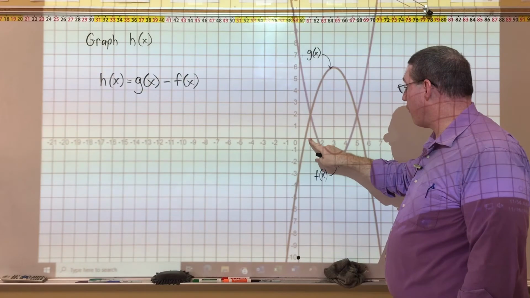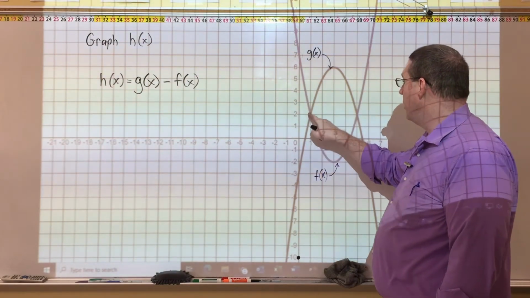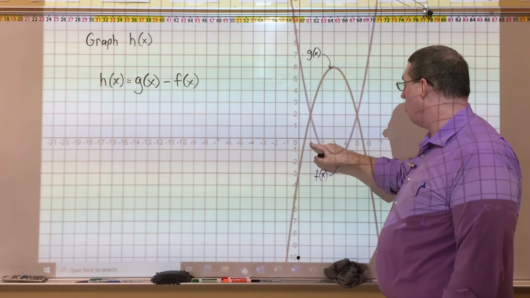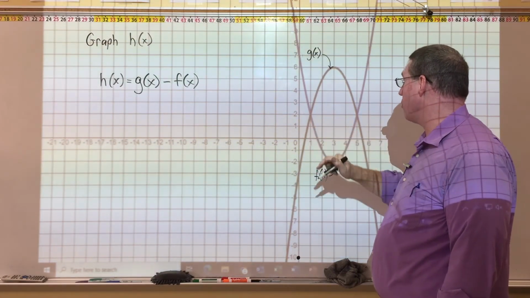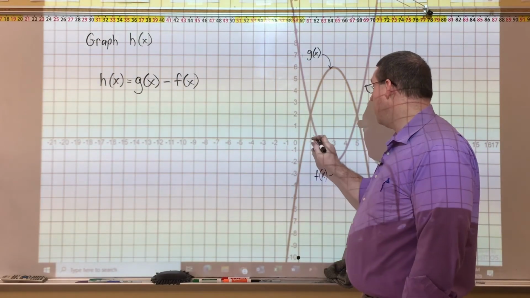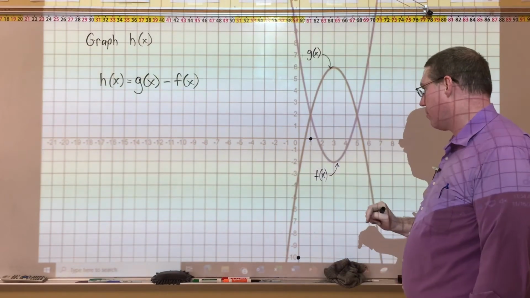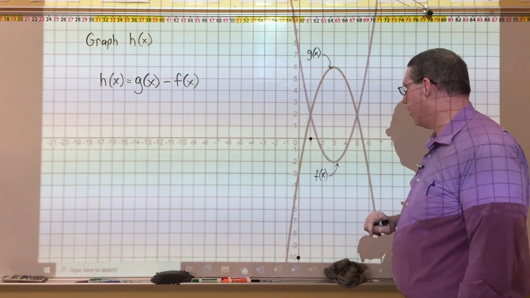We're going to do g of x first. We have to go up to g of x. Oh, they're both right there. They're both at 2. g of 1 is 2, and f of 1 is also 2. And 2 minus 2 is 0. Therefore, h of 1 is going to be 0. So when it equals 0, it's on the x-axis, right? So we're going to plot that point right there.